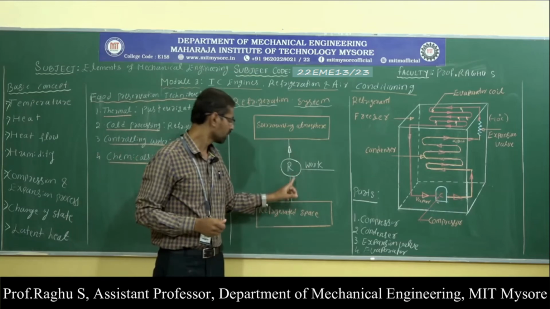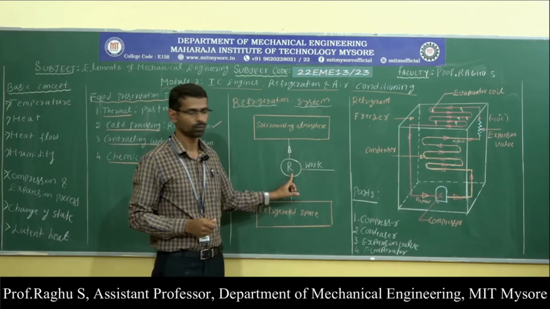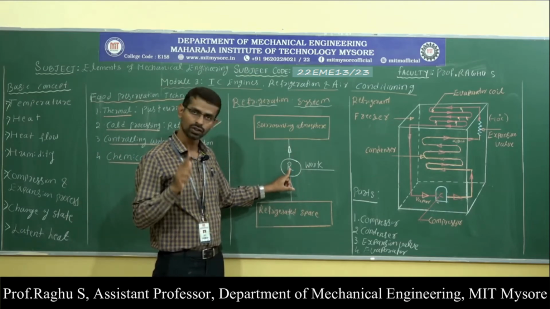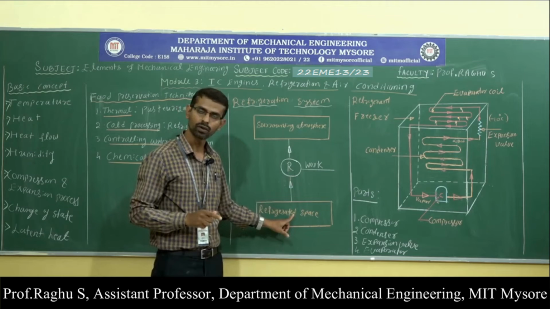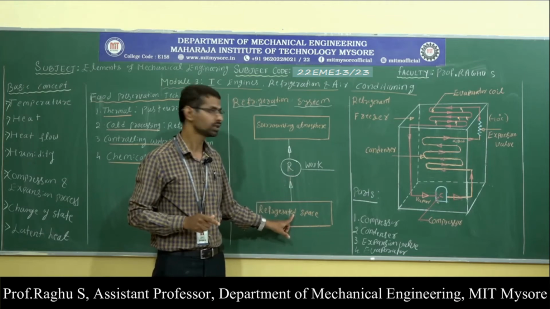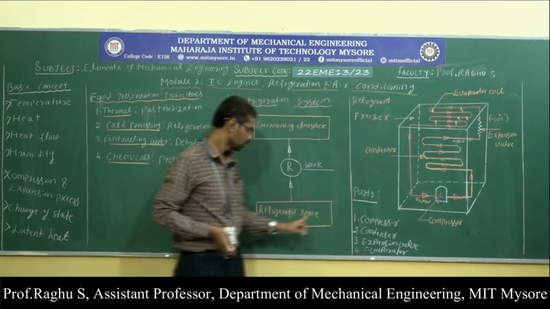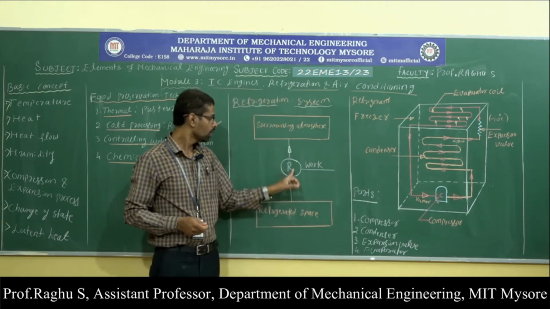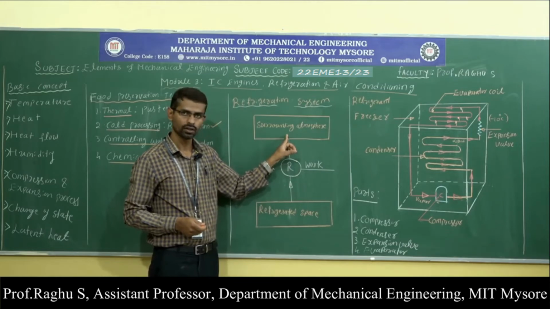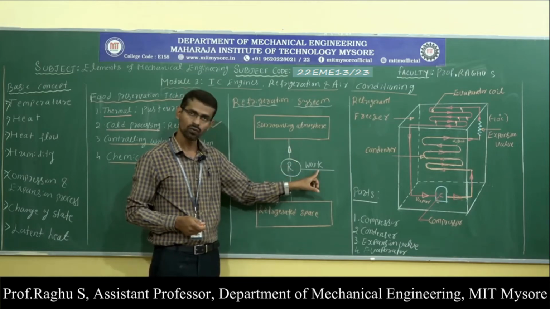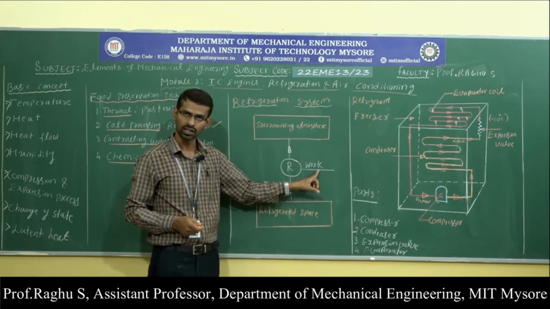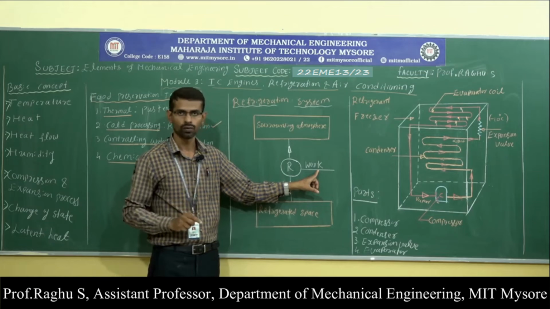The block diagram shows the refrigeration system. Here we have refrigerator. The function of refrigerator is to remove the heat from the refrigerated space, for example, freezer, and reject the heat to the surrounding. The refrigerator takes external work from the surrounding. Without an external work, the refrigerator will not work.